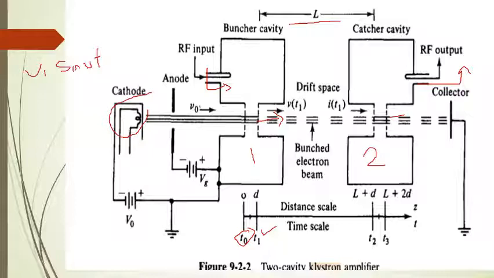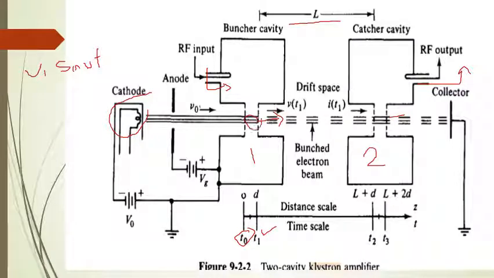There are three processes that take place in a klystron. First, velocity modulation; second, bunching; third, current modulation. I repeat, there are three processes taking place in a two cavity klystron. First one, velocity modulation, that takes place within the cavity gap.